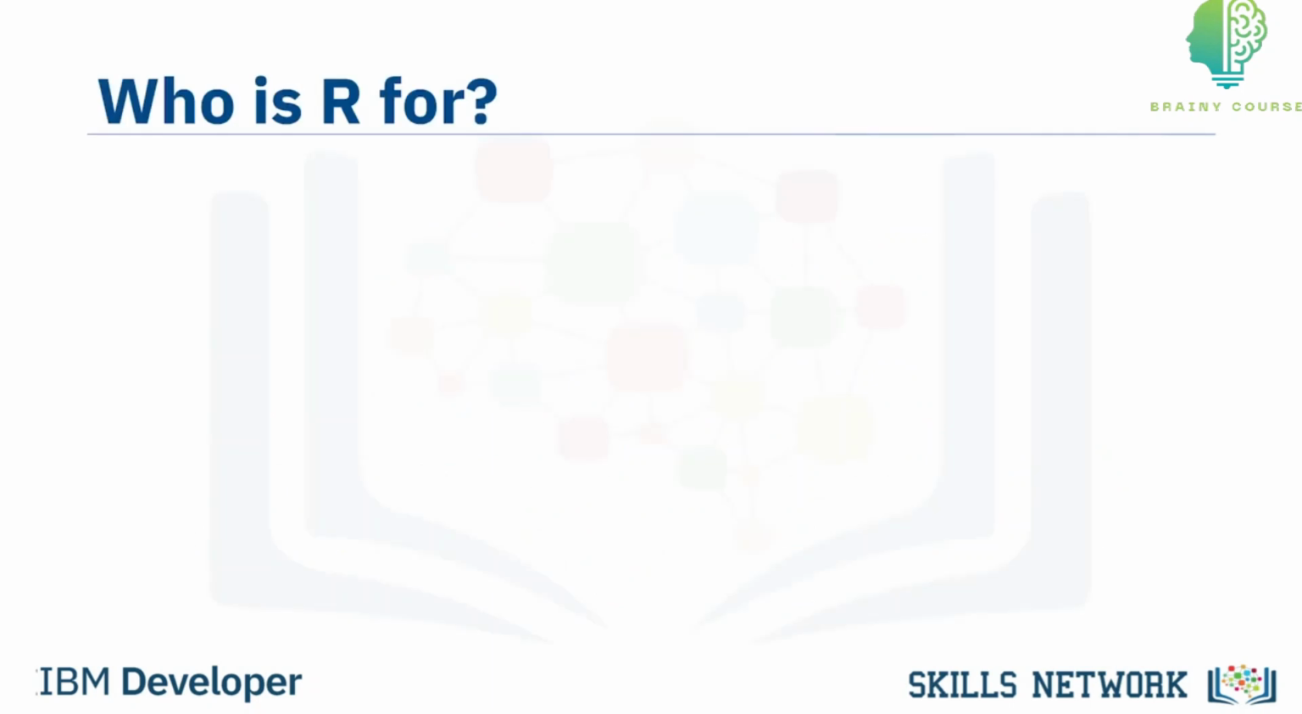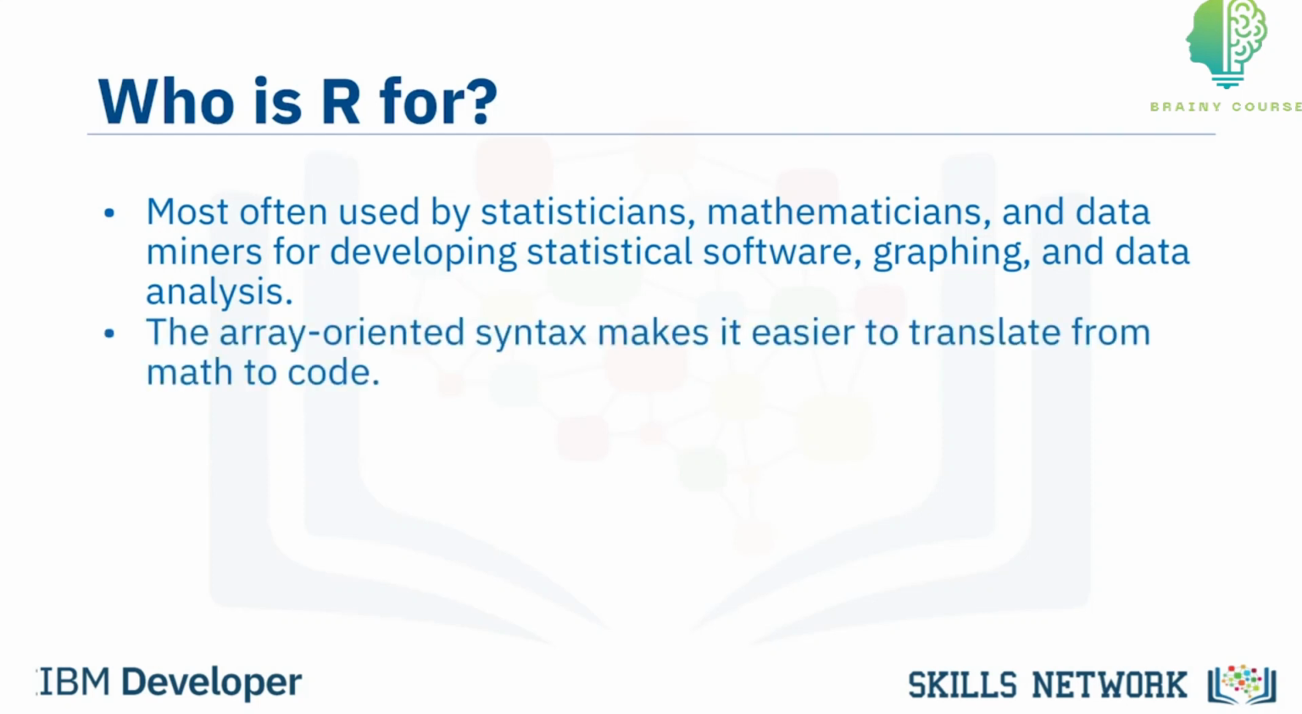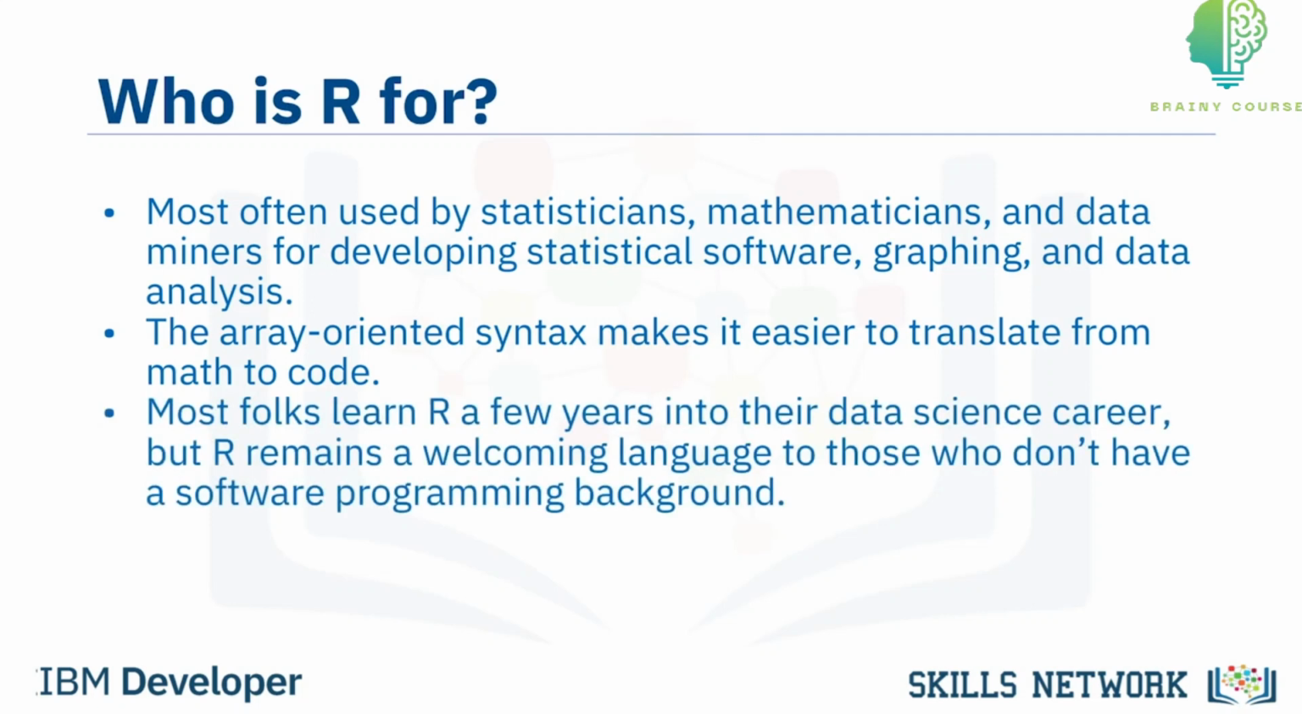Who is R for? It's most often used by statisticians, mathematicians, and data miners for developing statistical software, graphing, and data analysis. The language's array-oriented syntax makes it easier to translate from math to code, especially for someone with no or minimal programming background. According to Kaggle's Data Science and Machine Learning Survey, most folks learn R when they're a few years into their data science career, but it remains a welcoming language to those who don't have a software programming background.